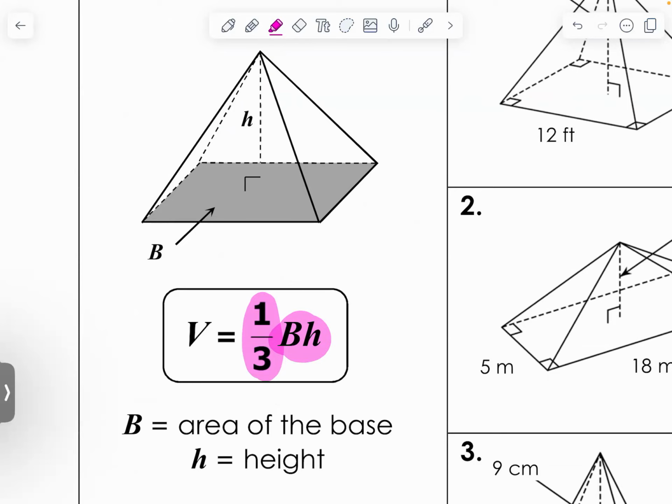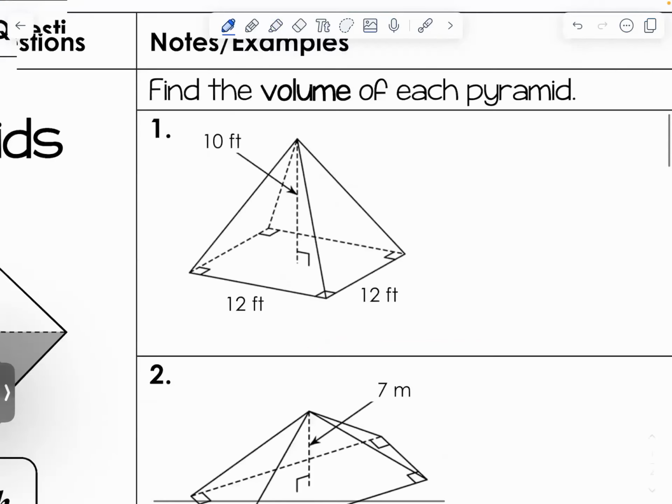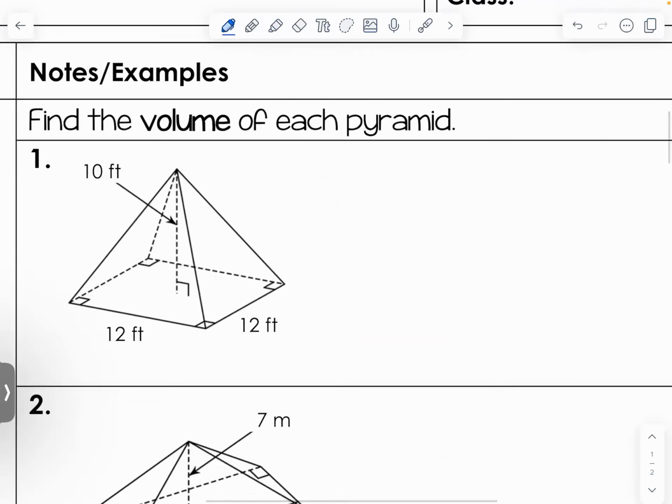Okay. So we're going to look at a few different kinds of pyramids. It's really important for us to figure out what the base is so we can find the area of the base. So look at number 1, and what I want you to do is write the formula. What does BH mean? Oh, big B. Base times height. Big B means area of the base, and H means height.